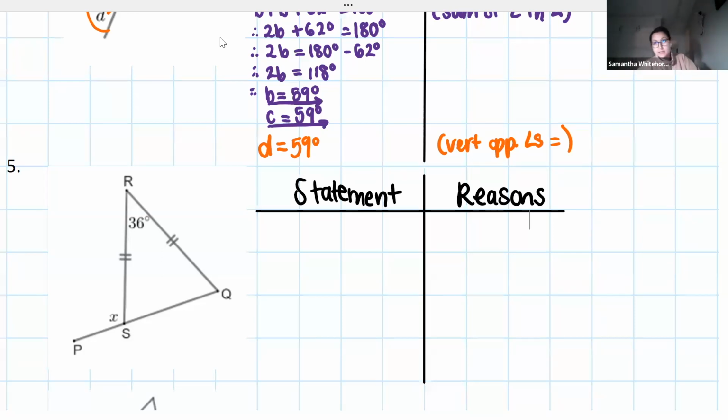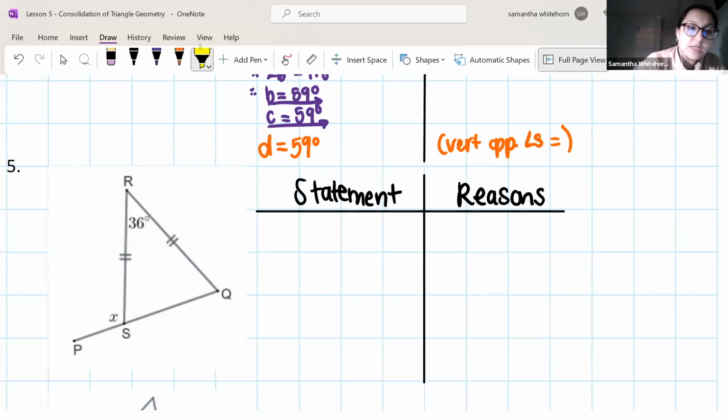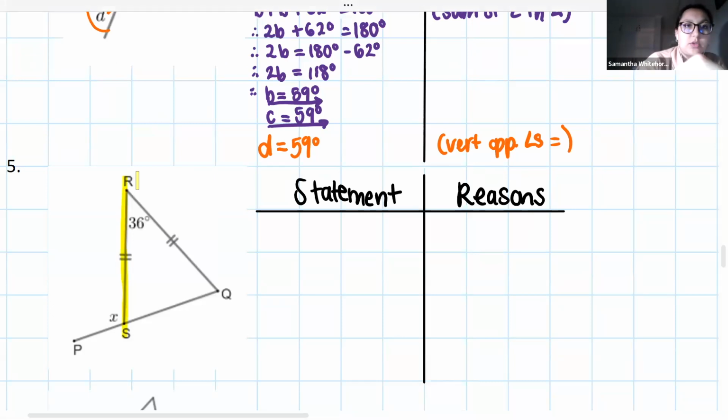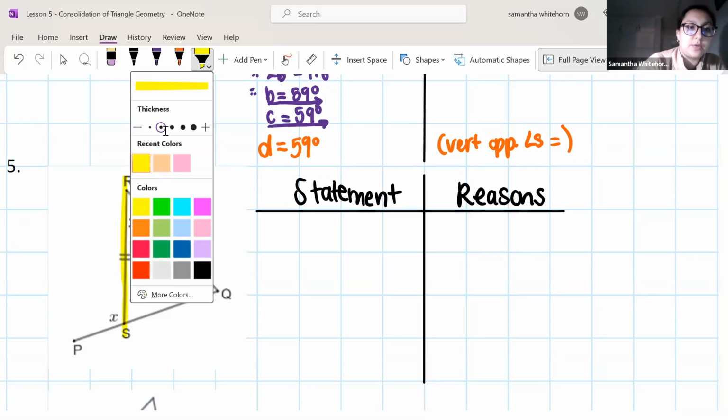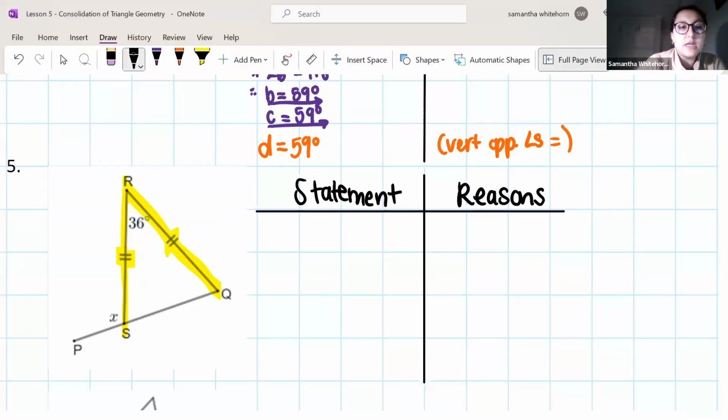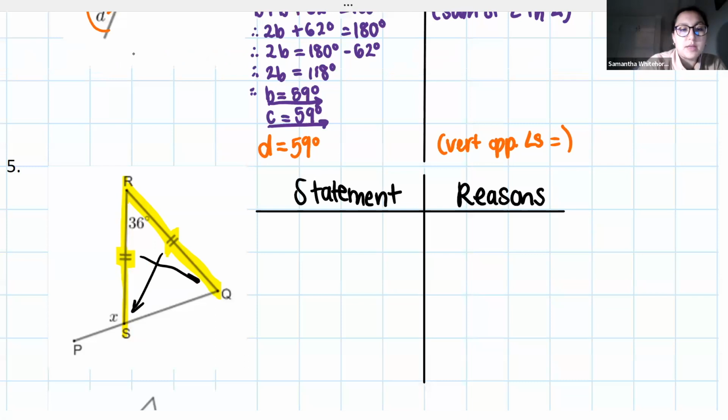Alrighty, so guys, we need to write down everything. What we have been given is stuff that we don't need to write down. We've been given the 36 degrees, and we've also been given that the line RS is equal to the line RQ. Because of those lines given, I know that they're equal. So the first thing I can state is that because they're equal, the angles opposite them are equal.